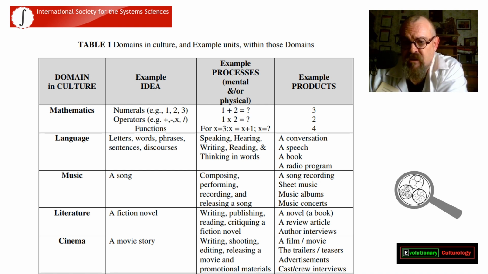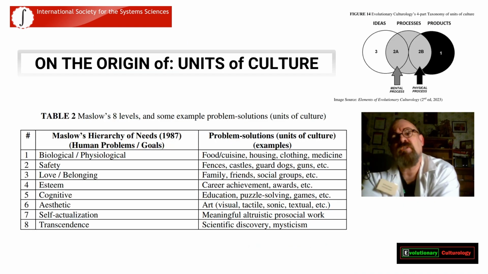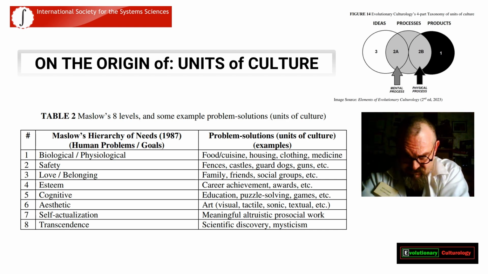Next is the old 3 laws lens. Next. Yeah, on the origin of units of culture, like Darwin on the origin of species, or the great Brian Boyd on the origin of stories. Here we have table 2 from the, see, that's not a diagram. That's a whole different kettle of fish. That's tables. Anyway, Maslow's 8 levels and some example problem solutions, units of culture.